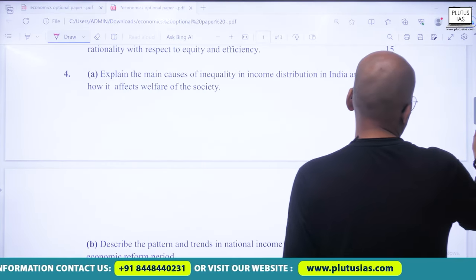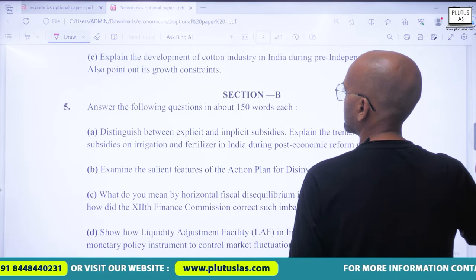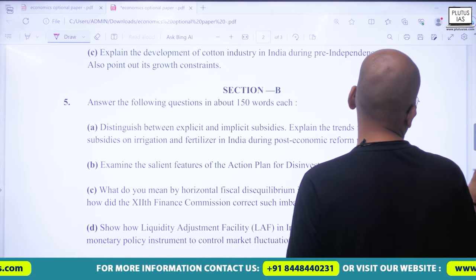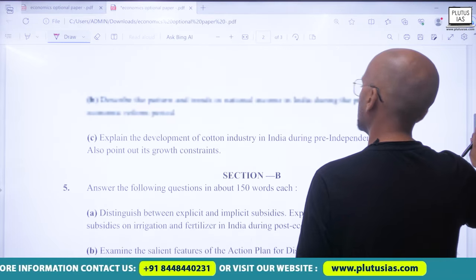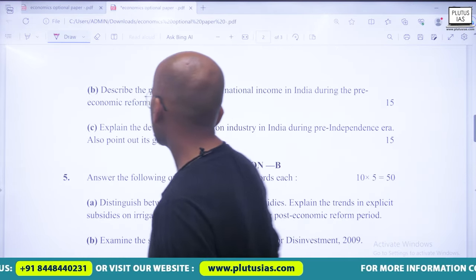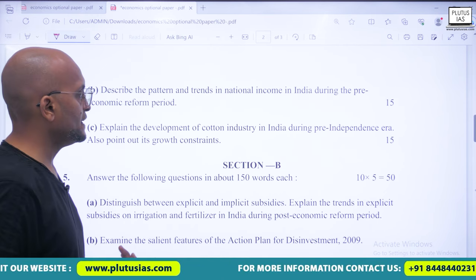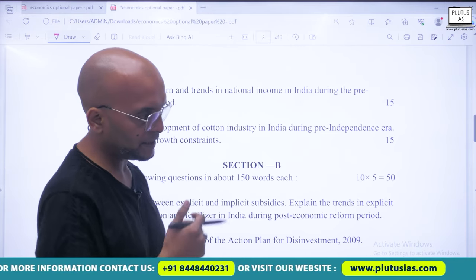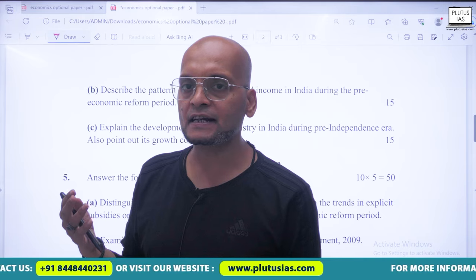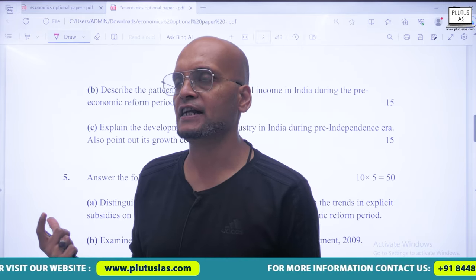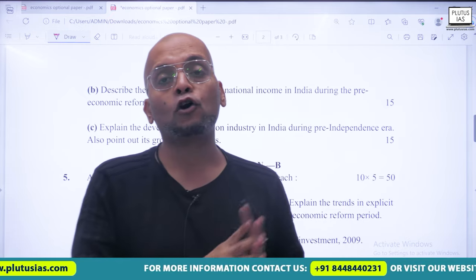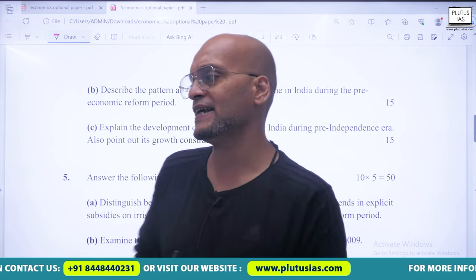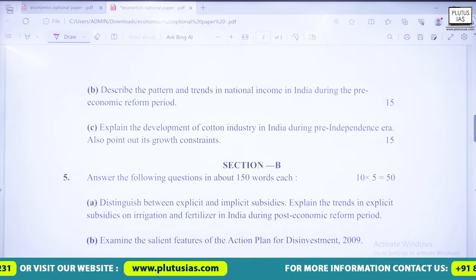B part of the fourth question. Just a minute, guys. Yeah, it is saying, describe the pattern and trends in national income in India during the pre-economic reform period. That is, how the national income was distributed, what was the trend of national income. But they are talking about the pre-economic reform period. That means before 1991 and 1992. Again, a very easy and straightforward question it is.